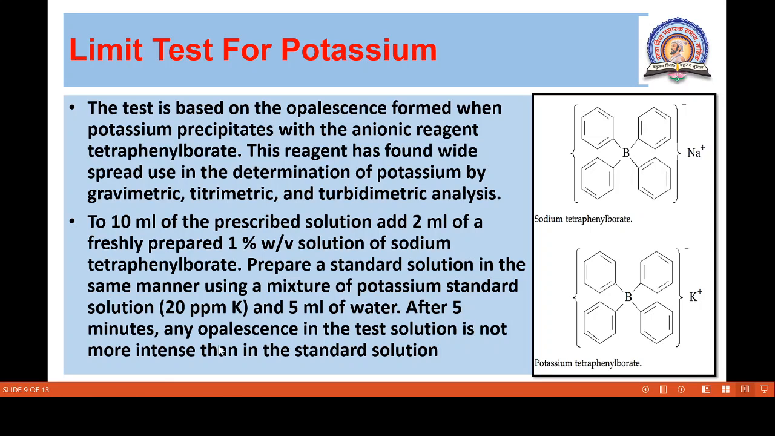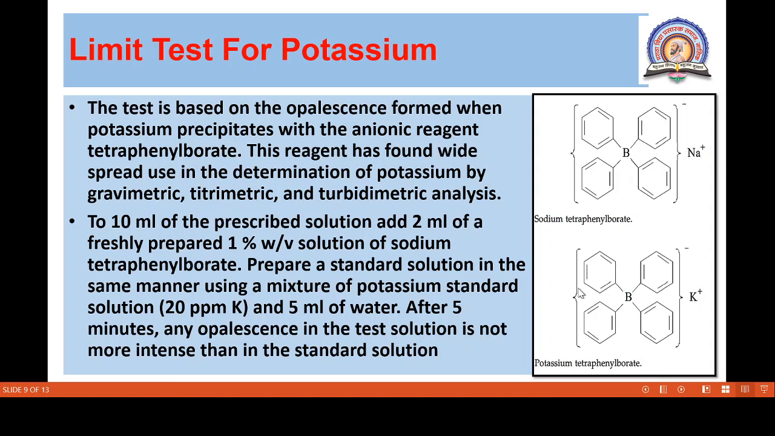Prepare the standard solution in the same manner using a mixture of the potassium standard solution and 5 ml of water. After 5 minutes, any turbidity in the test solution should not be more intense than the standard solution. If the turbidity is not more intense than the standard solution, then the limit test of potassium passes. If it is more intense, then the limit test of potassium fails.